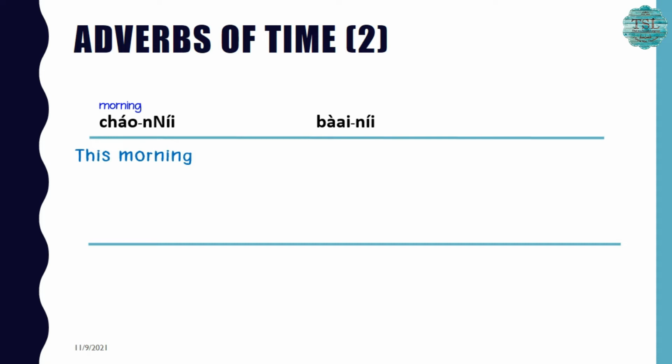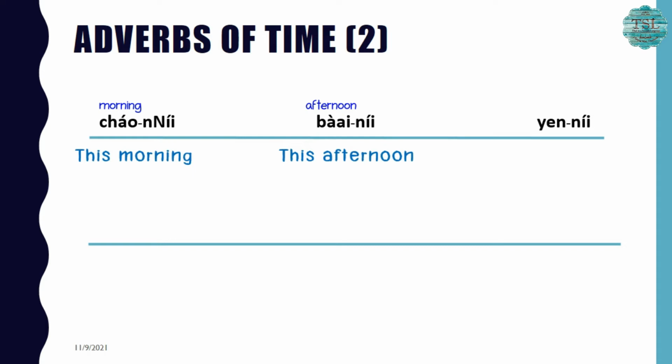Can you remember what บ่าย means from the previous chapter? Give you some time. Yeah, it means afternoon. So บ่ายนี้ means this afternoon. And if you would like to say tomorrow afternoon, you can say บ่ายพรุ่งนี้. The next one is เย็นนี้.